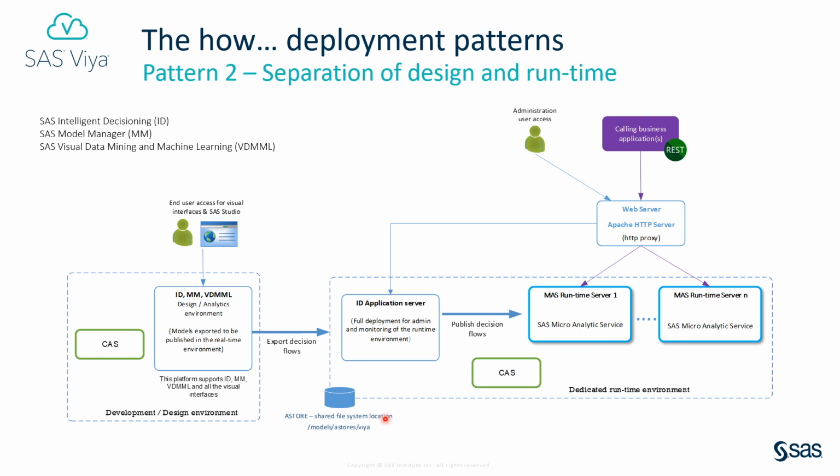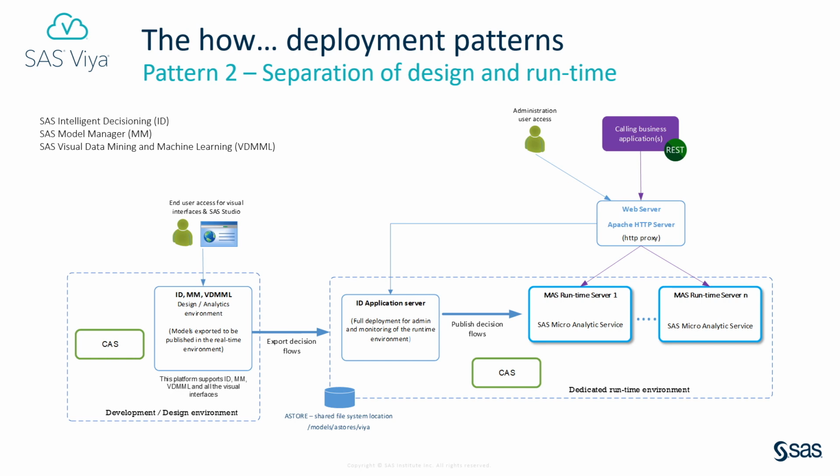As we've got this multi-server environment, a shared file system location will be needed for our A store and analytics store. As you can see, it also illustrates that the end users accessing the visual interfaces and programming interfaces directly access this platform, and it's separate to our calling business applications, which are calling the REST services over here. So we have a nice separation of the network traffic as well.